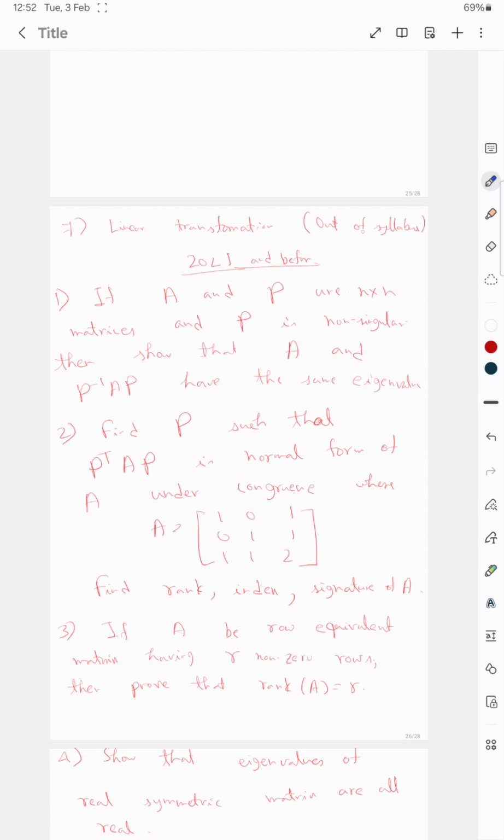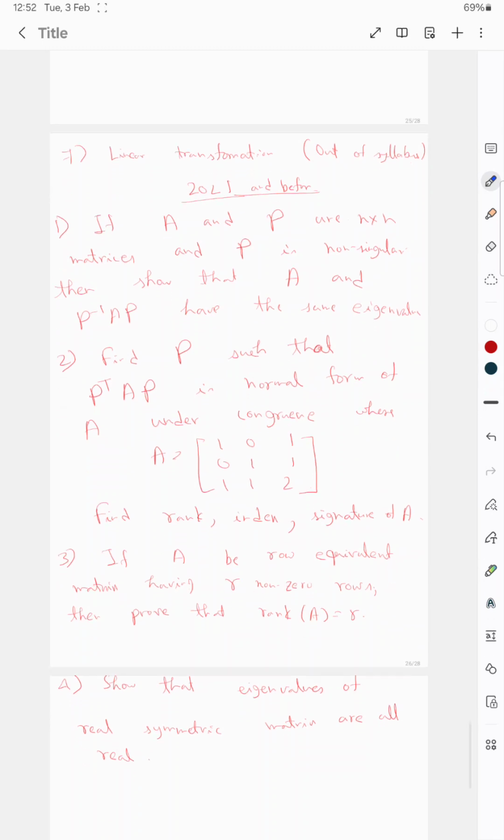There are some questions from linear algebra that are out of the syllabus. I think we have completed this type of problem. Now this rank, index, signature we only discussed. That you basically have to complete in the normal form.